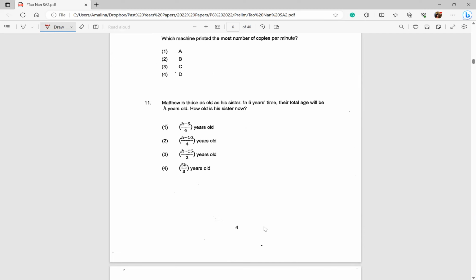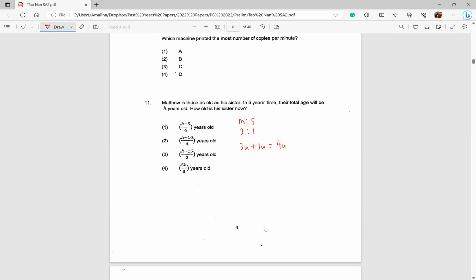Matthew is thrice as old as his sister. In 5 years' time, their total age will be h years old. How old is his sister now? Okay, now, if you record the ratio for Matthew to sister, my ratio will be 3:1, which means that Matthew is 3 units, the sister is 1 unit. Now let's find their total age. 3 units plus 1 unit. You have 4 units for Matthew and the sister right now.